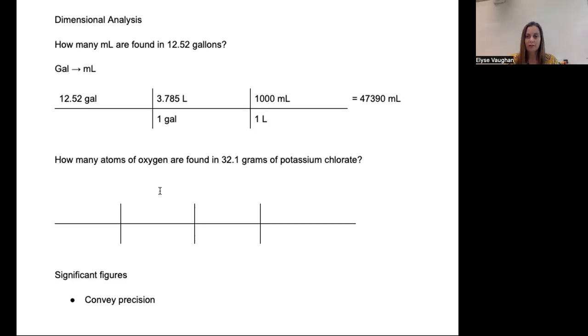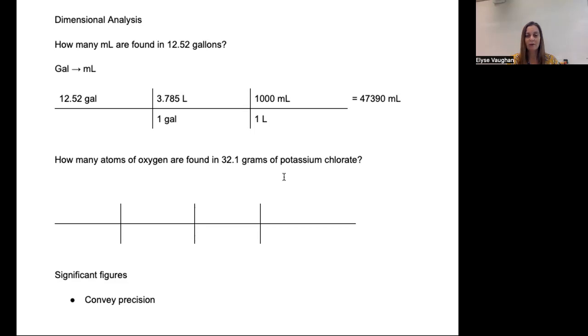So our next question is a little bit more chemistry based. It asks me how many atoms of oxygen are found in 32.1 grams of potassium chlorate. And so I know that I'm going to start with grams of potassium chlorate, and I want to get to atoms of oxygen. And you notice that now I not only need to keep track of units, but I also need to keep track of the thing being measured, because I'm trying to go from potassium chlorate to oxygen. We're not quite at stoichiometry yet because we're not talking about a reaction, but we do have to pay attention to our chemical names and what makes them up.